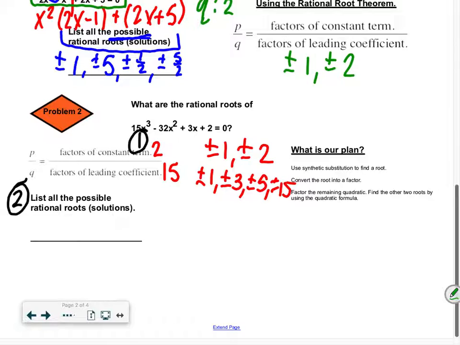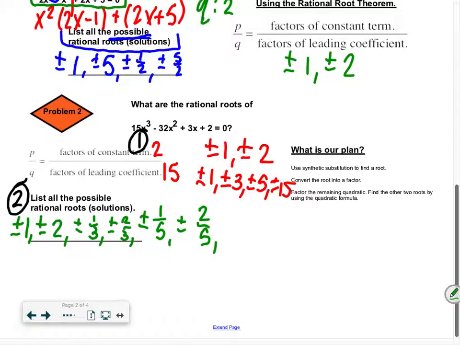1 divided by 1. This is a long process. It is. 2 divided by 1. 2. 1 divided by 3. 2/3. 1/5. 2/5. 1/15. 2/15.